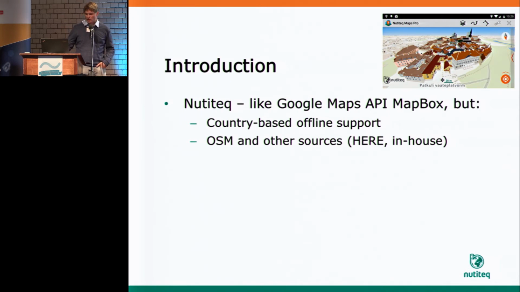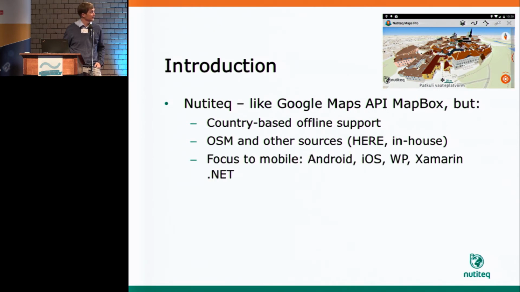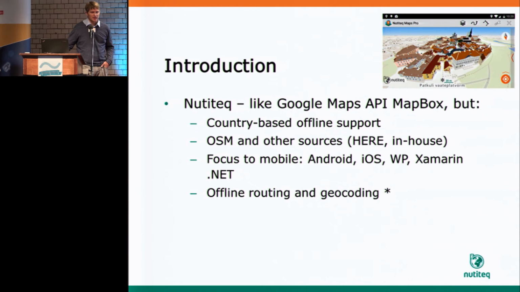In addition to OSM, we are working a lot with third parties, so map data, like Here maps, and many customers have their own map data. But out of the box, we have OSM and Here. Also, we are very focused and specialized on mobile. We are doing Android, iOS, Windows Phone, Xamarin, .NET platforms. So we don't have for web, for example. Also, we have offline routing and geocoding in a beta phase. So that's also completely offline.